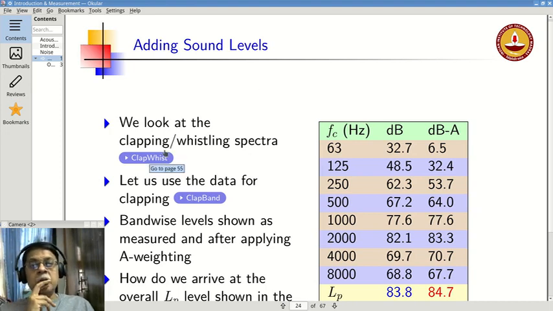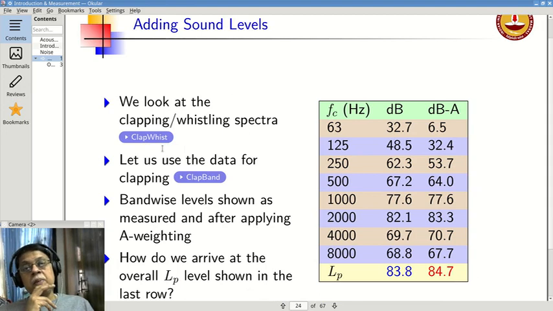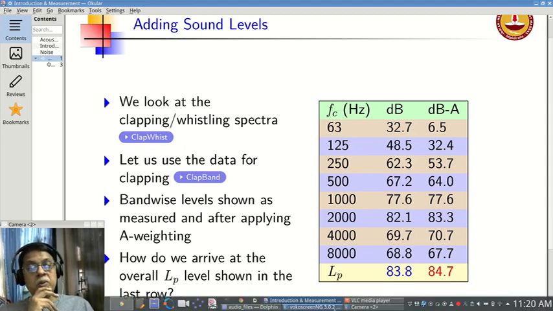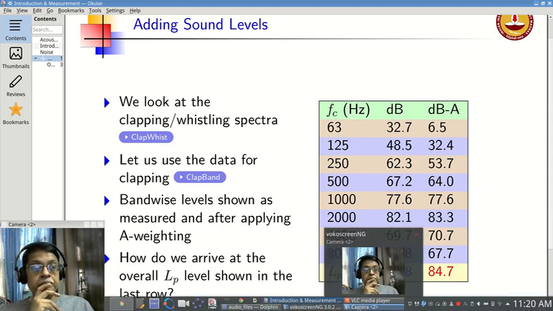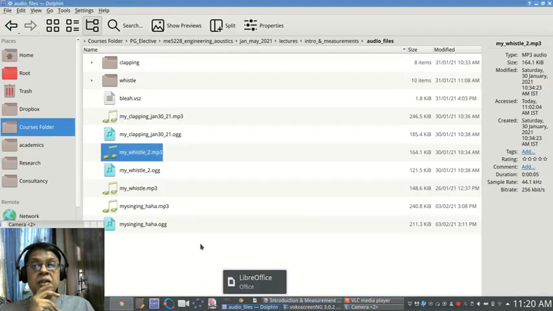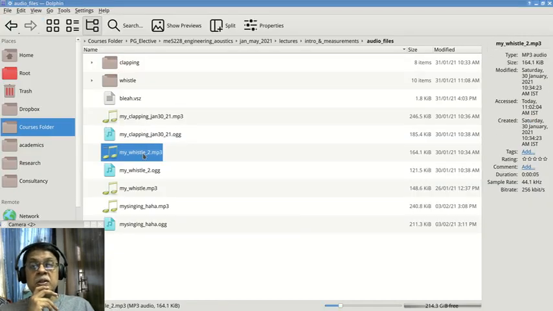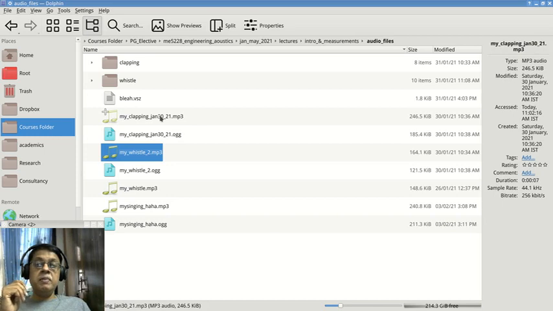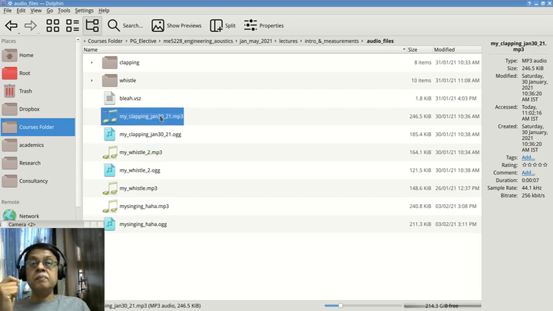So let's go back, and before I do that, let me play here the whistling, for example. Just recall, this will play the whistle. Hopefully you'll be able to hear that. So this was the whistle which we showed. I will show you the spectra for this, and this is the time for which I have captured my clapping, which is definitely irritating.